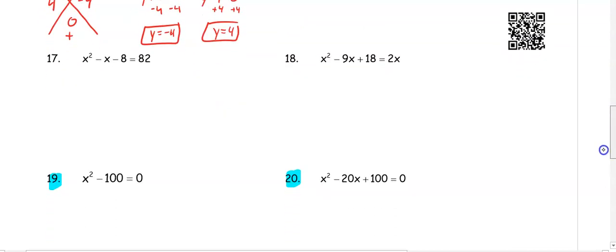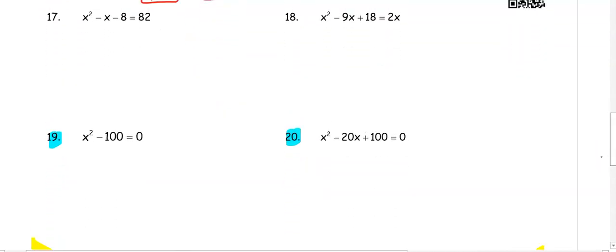In 17, it is not set equal to 0 yet. So we're going to subtract 82 from both sides. X squared minus x minus 90 equals 0. So we need two numbers that multiply to negative 90 and add to negative 1. So we want numbers that are right next to each other. So that would be 9 and 10.